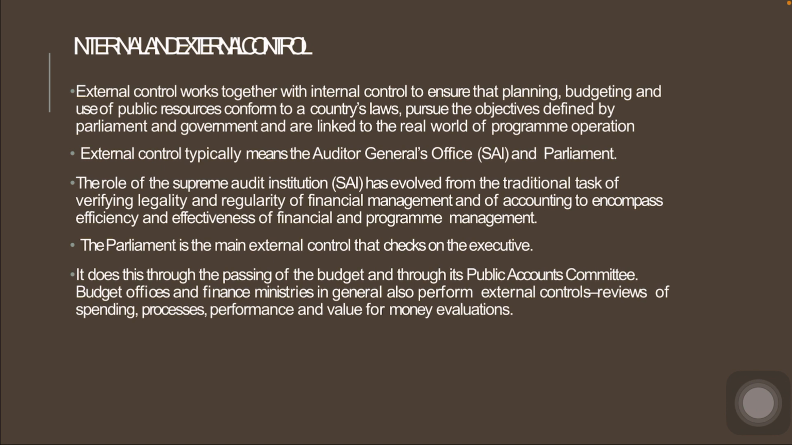So the parliament is the main external control that check on the executive. It does this through the passing of the budget and through its public accounts committee. So public accounts committee pun kita kata dengan external control lah. So the budget office and the finance ministries in general also perform external control. So basically apa yang external control ni buat, dia akan semak review of spending, review the processes, review the performance, and also review the value for money evaluation. So itulah kita kata dengan external control.